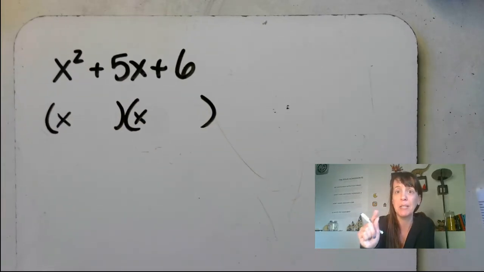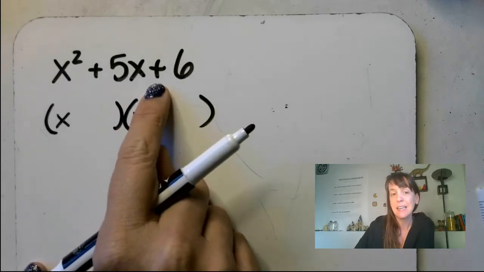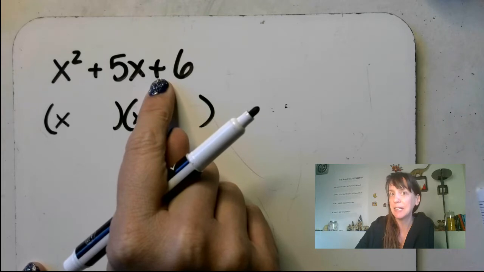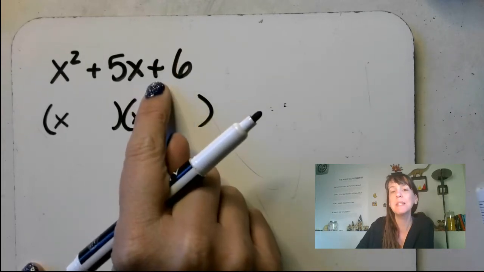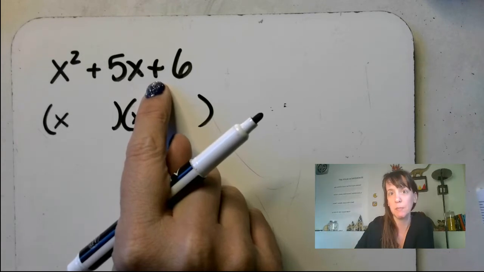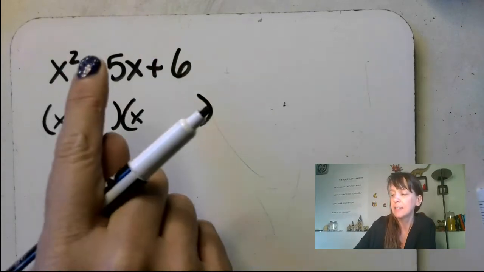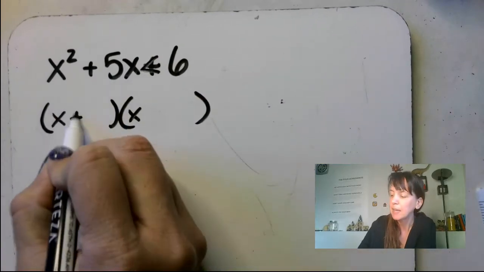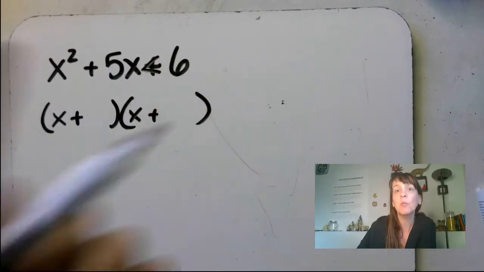Grab a piece of paper and pencil, write this down. You always look at your last sign. If it's positive, same signs. If it's negative, different signs. This is positive, so they're going to be the same signs. We don't know if it's going to be positive, positive, or negative, negative, till we look here. I remember it by drawing a little arrow. Positive, positive, bam.